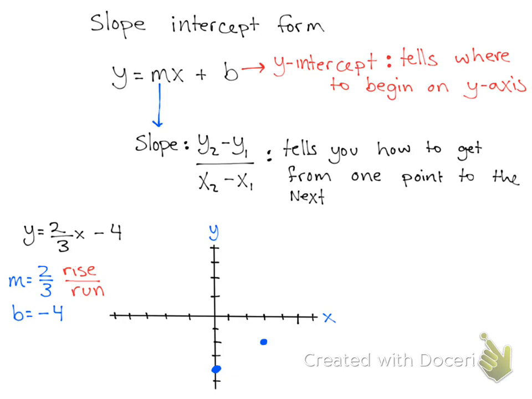If you want to get to the next dot, you would do the same thing. You would rise 2, 1, 2, and run 3. 1, 2, 3. The more dots you have, the straighter your line is going to be. If you want to keep adding more dots, you can. You just have to keep on rising 2 and going to the right 3. Or you can go the opposite direction. You go down 2 and to the left 3. Connect your dots, and you have your line.